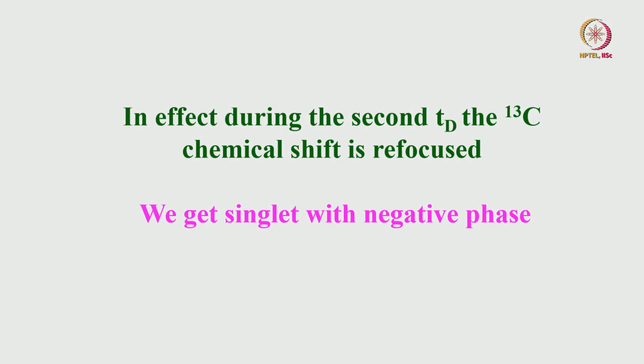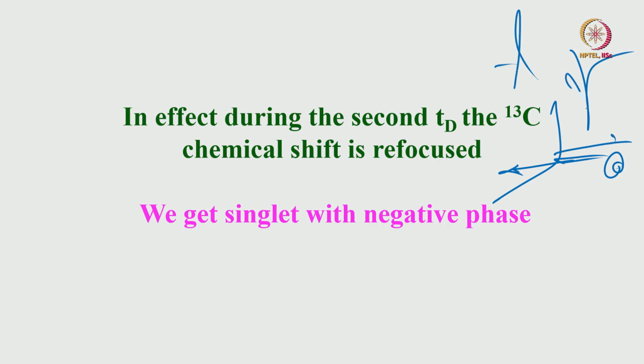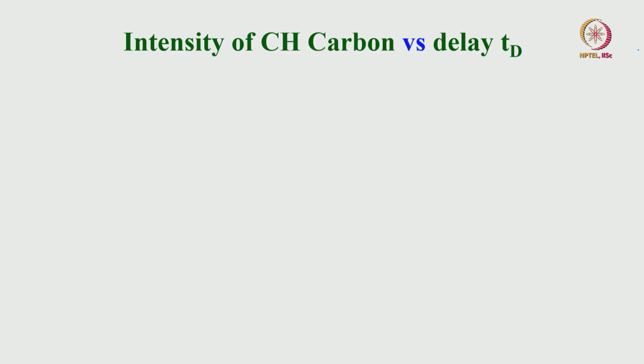What does it mean? It means if you detect the signal like this, with a receiver here, the signal is along this axis, you get a negative signal. Same signal with a negative phase. Negative signal means negative phase. The quaternary carbon was here only and it is positive, CH is negative. That is what happens. So the intensity of CH you can also calculate.